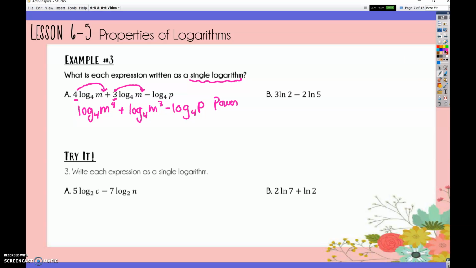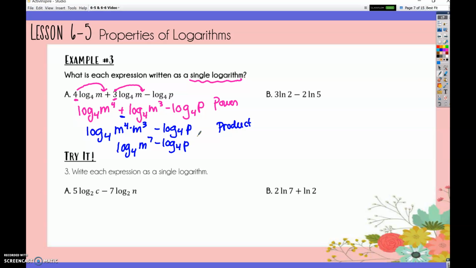But this was all moves because of the power property. Now I'm going to use those quotient and product ones. Because I have an adding sign here, that's going to indicate my product property. So I could rewrite this as log base 4 of m to the 4th times m to the 3rd. And I'll just bring down this log base 4 of p.